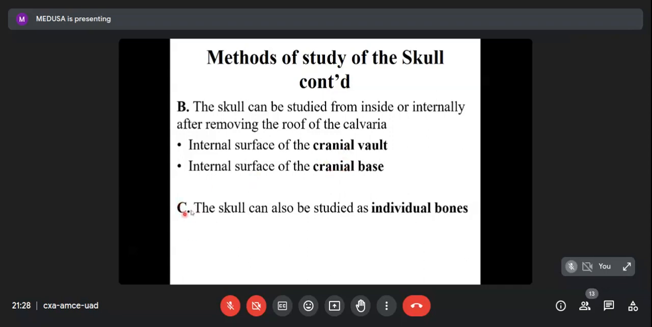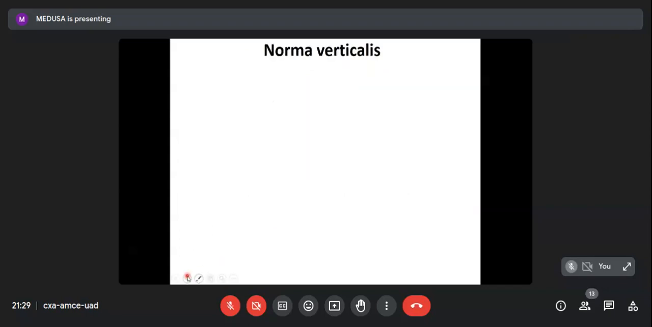The third option, you can study it by looking at the individual bones. You get the frontal bone, you study it, you put it aside. You get the parietal bones, you study them, you put them aside. You get the occipital, you study it just like that until you are done with all the bones, about 22 bones that we talked about. So very high yield to know that.